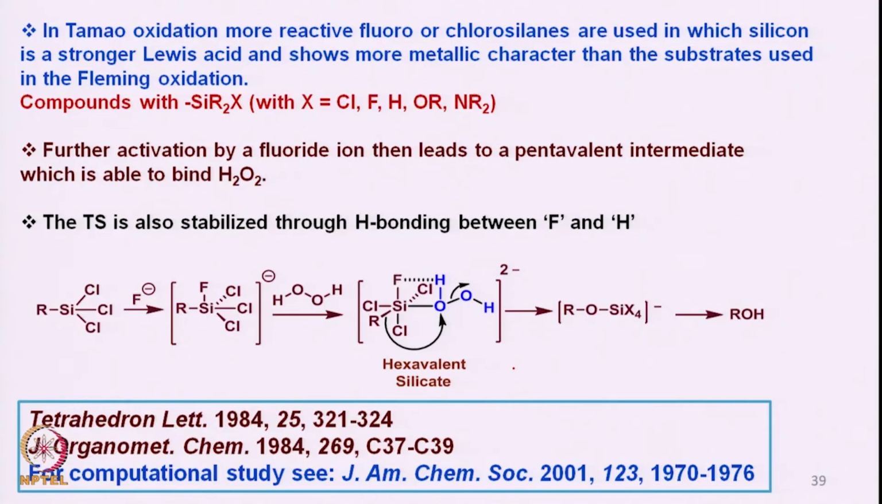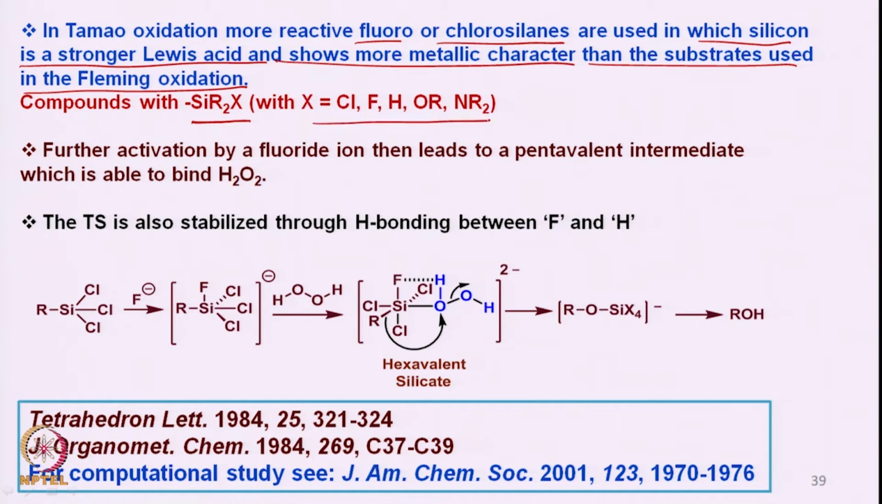Now in Tamao oxidation, the more reactive fluoro or chlorosilanes are used, in which silicon is a stronger Lewis acid and shows more metallic character than the substrates used in the Fleming oxidation. So you have a substrate like this, SiR2X, where X is chlorine, fluorine, hydrogen, OR, NR2. These are the groups which are used on silicon while carrying out the Tamao type of oxidation, which I have not yet discussed in detail, but now we will do that.